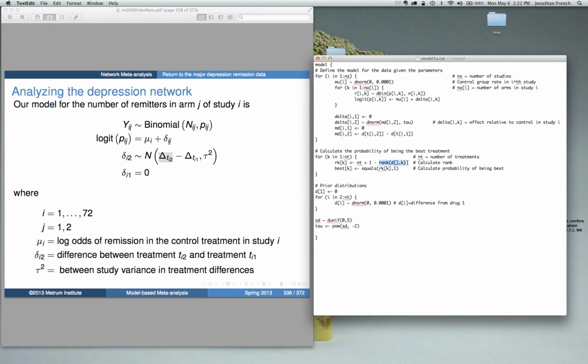Because in this case a large value is better, we want to represent 1 as being the best. We just need to turn that around by subtracting that BUGS rank from the number of treatments plus 1. So this line of code gives us these ranks from 1 to 9 across the 9 treatment groups, 1 being the best and 9 being the worst. And then this variable best is just equal to 1 or 0. It'll be 1 if the kth treatment is ranked the best, if the rank is equal to 1. Okay. So let's go ahead and take a crack at running this.